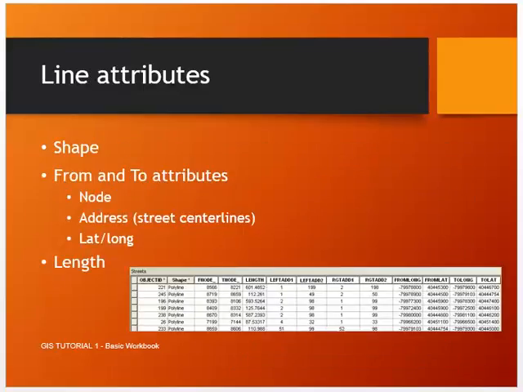Attributes, a lot in transportation related uses. So you have a shape, which is a polyline, with from and to attributes. Think of this as the address range. You can have it as from one node to another node. You can also have the length, which can be calculated or it can be estimated based on your need.